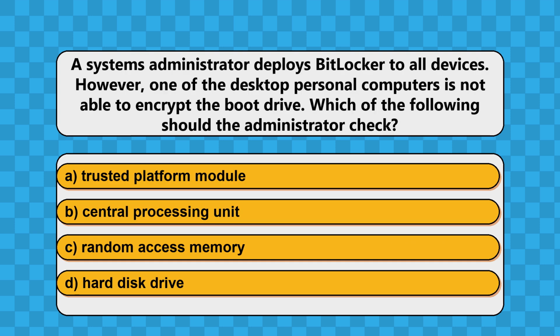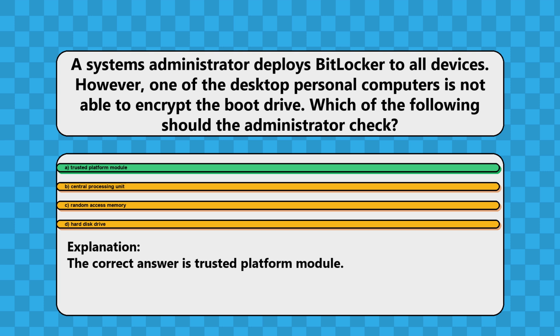Question 58. A systems administrator deploys BitLocker to all devices. However, one of the desktop personal computers is not able to encrypt the boot drive. Which of the following should the administrator check? Option A, Trusted Platform Module. Option B, Central Processing Unit. Option C, Random Access Memory. Option D, Hard Disk Drive. The correct answer is option A, Trusted Platform Module.